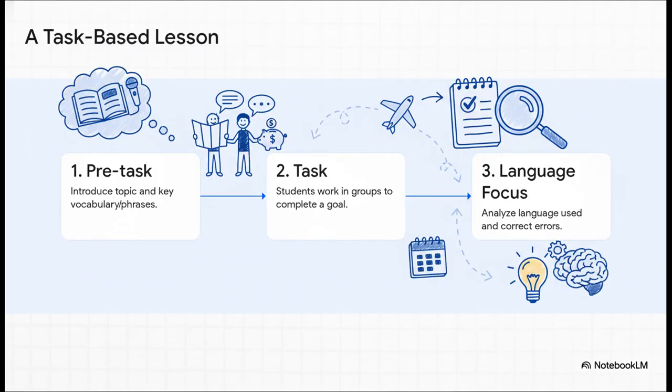A task-based lesson totally flips the usual script. First, you just do something real, like plan a weekend trip with a partner using a real map and a budget. You just use whatever English you've got to get the job done. Then, only after you're finished, the teacher steps in and helps you analyze the language you used, correcting your mistakes and teaching the grammar you actually needed. It's all about learning by doing, then refining.